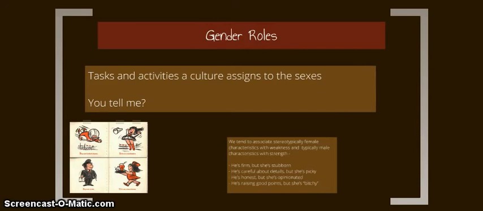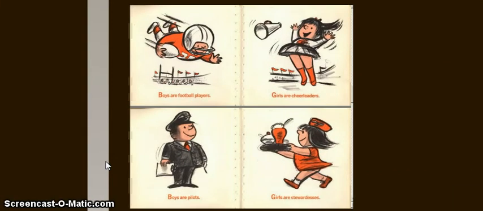We see this also in the idea of gender roles, and gender roles are just the tasks and activities a culture assigns to the sexes. In other words, what's appropriate for you to do because you're male, and what is appropriate for you to do because you're female. If you take a look here, this actually came from a children's book in the 70s. You can see the messages it's sending to children. Boys are football players, girls are cheerleaders, right? Boys are pilots, girls are stewardesses.